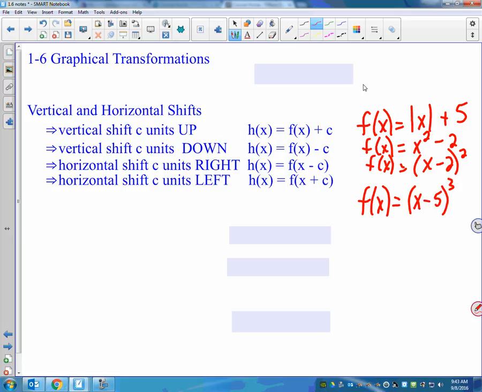That would be that little S graph. But minus, no, I did it backwards. Plus 5 would be moving it to the left.